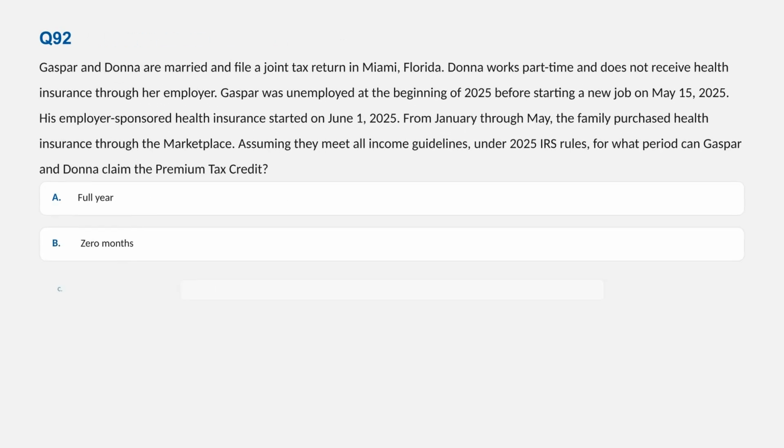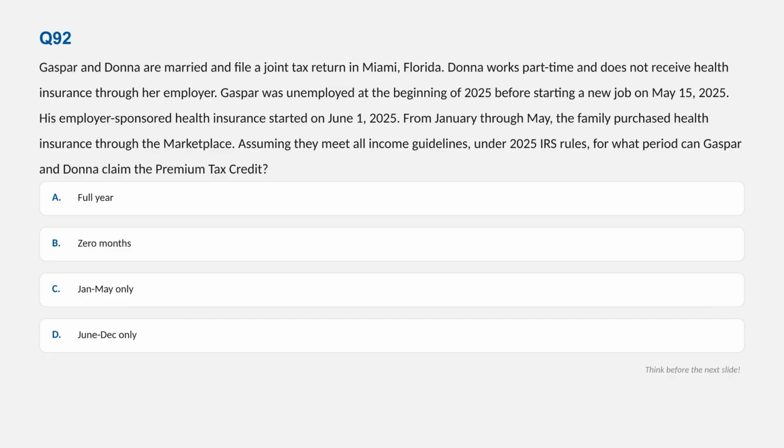Question 92. Gaspar and Donna are married and file a joint tax return in Miami, Florida. Donna works part-time and does not receive health insurance through her employer. Gaspar was unemployed at the beginning of 2025 before starting a new job on May 15th, 2025. His employer sponsored health insurance started on June 1st, 2025. From January through May, the family purchased health insurance through the marketplace, assuming they meet all income guidelines. Under 2025 IRS rules, for what period can Gaspar and Donna claim the premium tax credit?